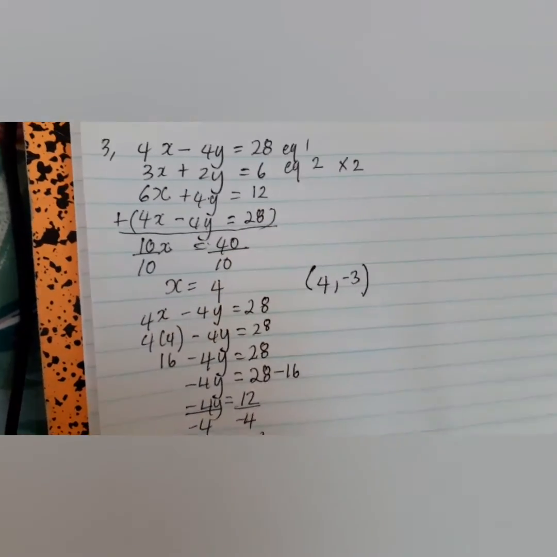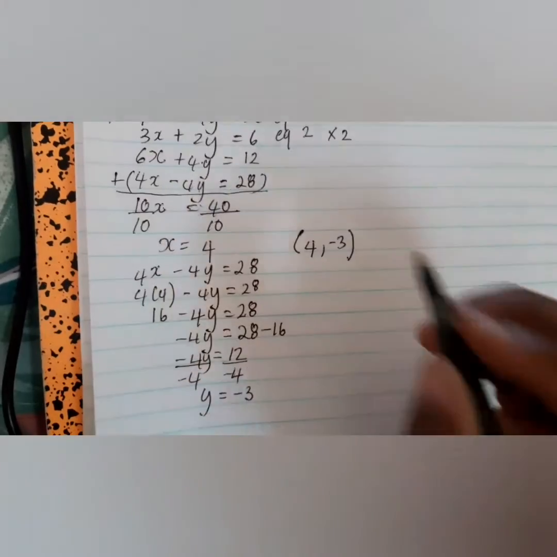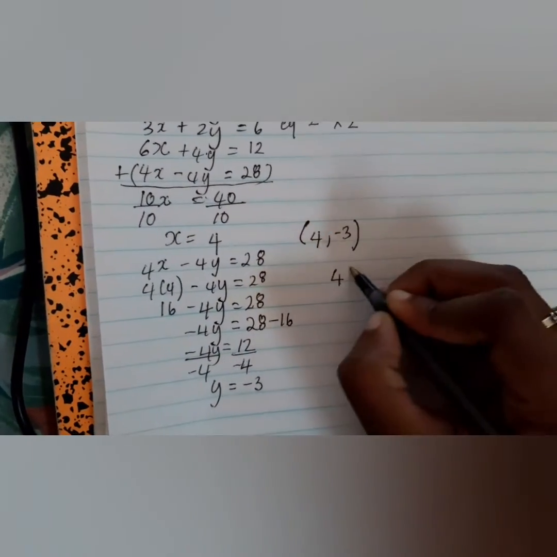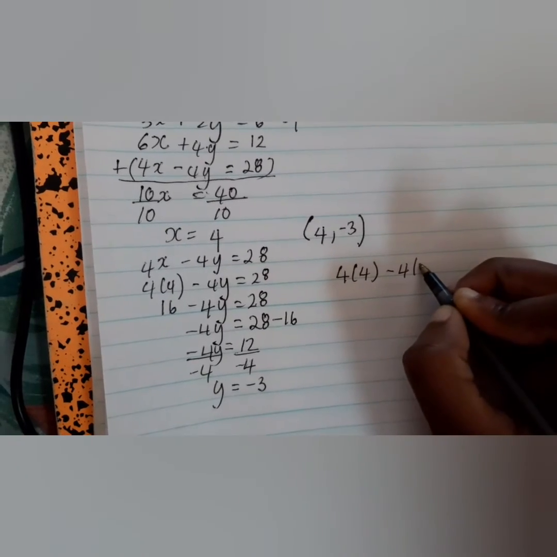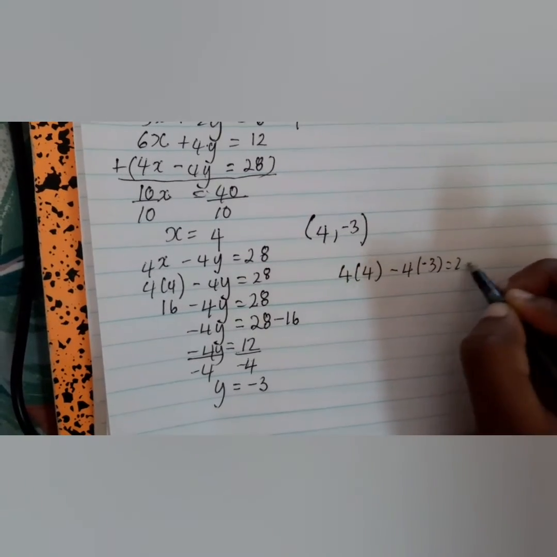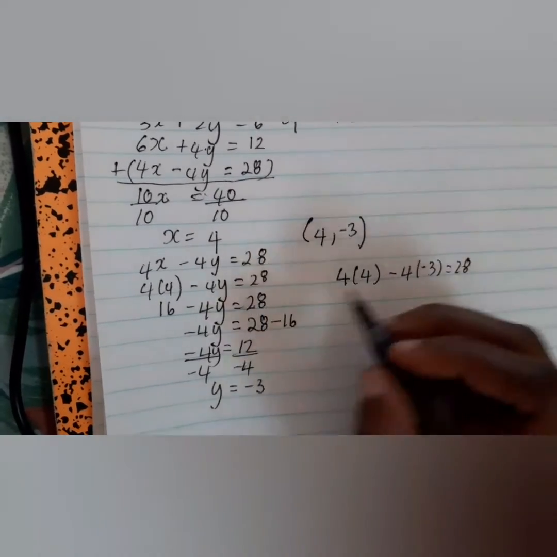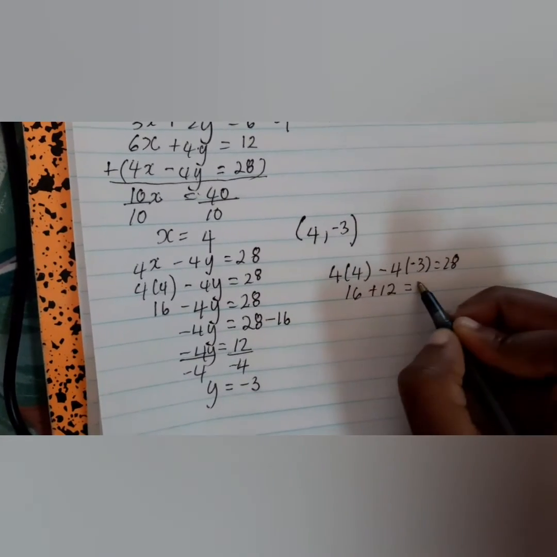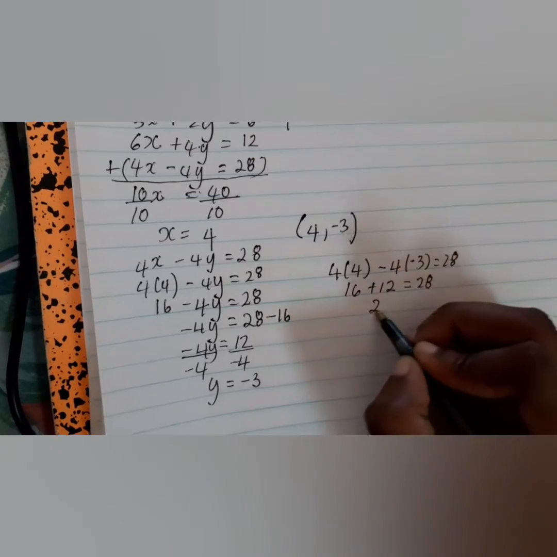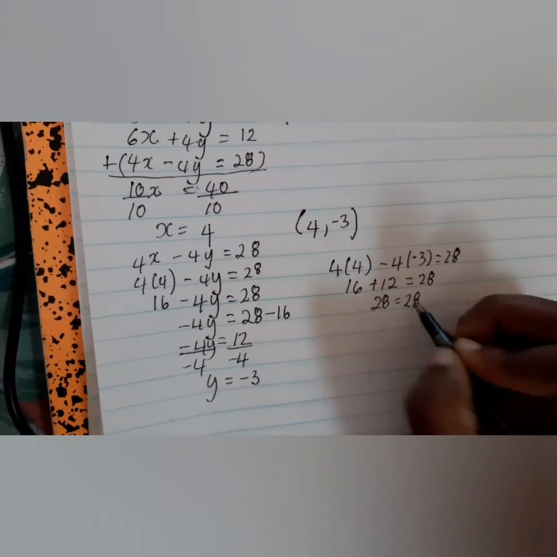And remember that we can always check to see if our answer is correct. So it is 4 by 4 minus 4 by minus 3 equals 28. So that is 16 plus 12 is equal to 28. So 28 is equal to 28. So we're good.